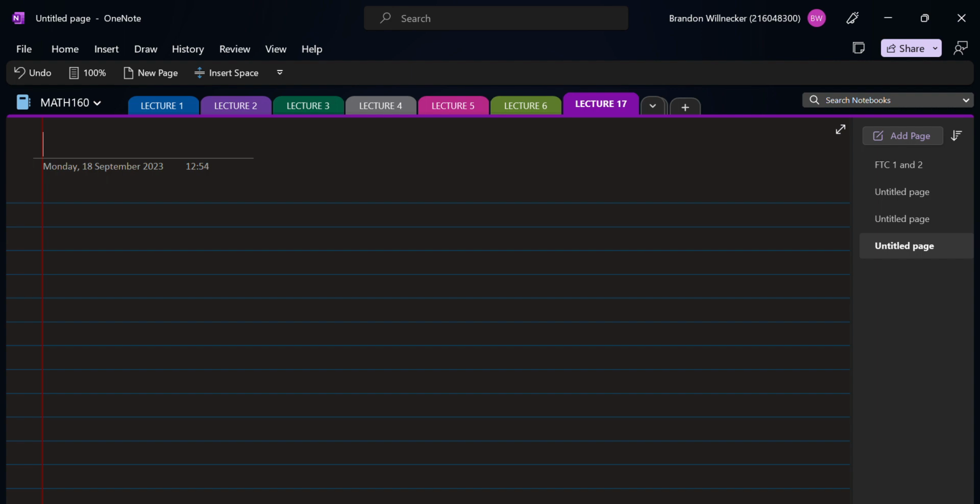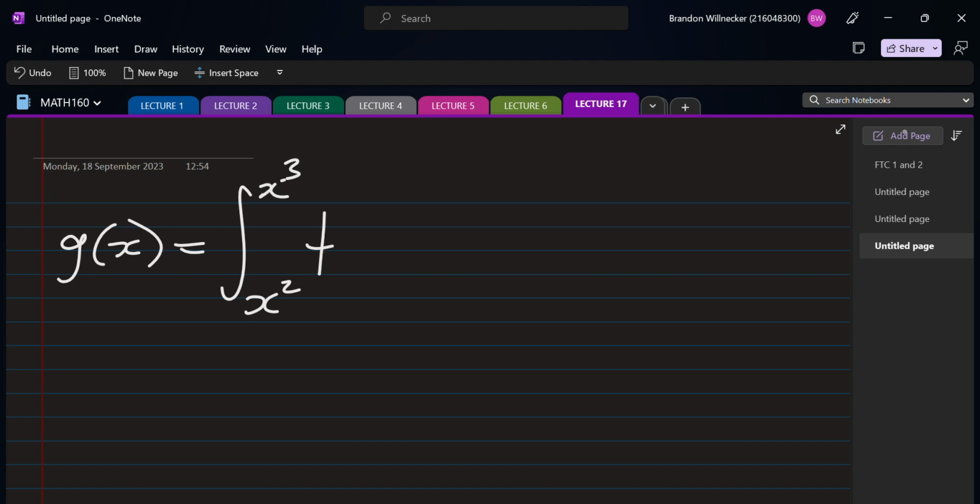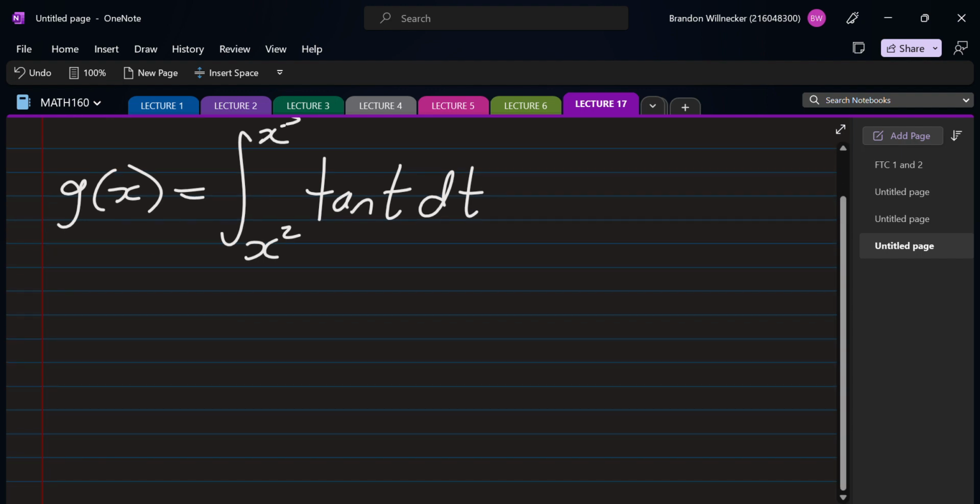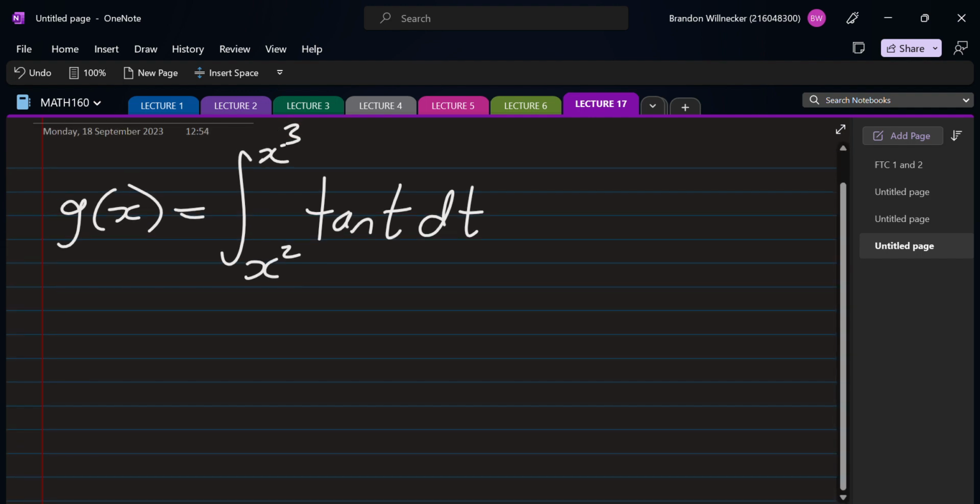Sorry? The chain rule part. Sure, I'll do that with this example. Let's say we have g of x is the integral from x squared to x cubed of tan of t dt. We're going to do this and then I'll go through the chain rule part a bit slower. Here we've got a function of x at the bottom and a function of x at the top. We're going to split it up.